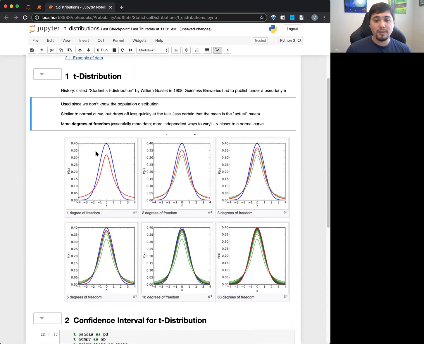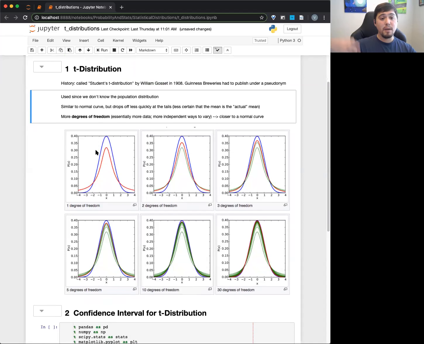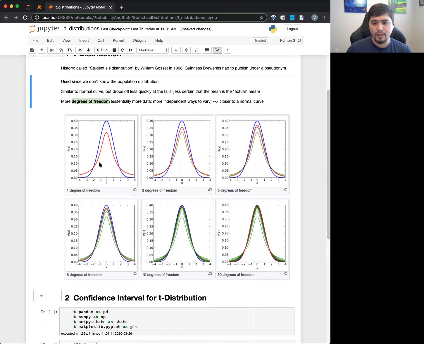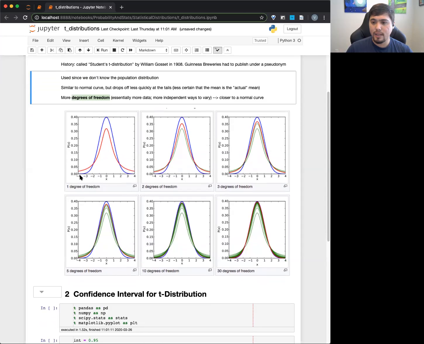But the main thing about the t-distribution is basically think of it as a modified version of the normal distribution. And this is where degrees of freedom come in, right? So degrees of freedom, basically the more data we have, the closer we are to a normal curve. So you can see here, I have a couple graphs that I grabbed from another resource, but you can see, I believe in blue here is the normal distribution, and you can see a t-distribution right here. And this is with 1 degree of freedom, okay?